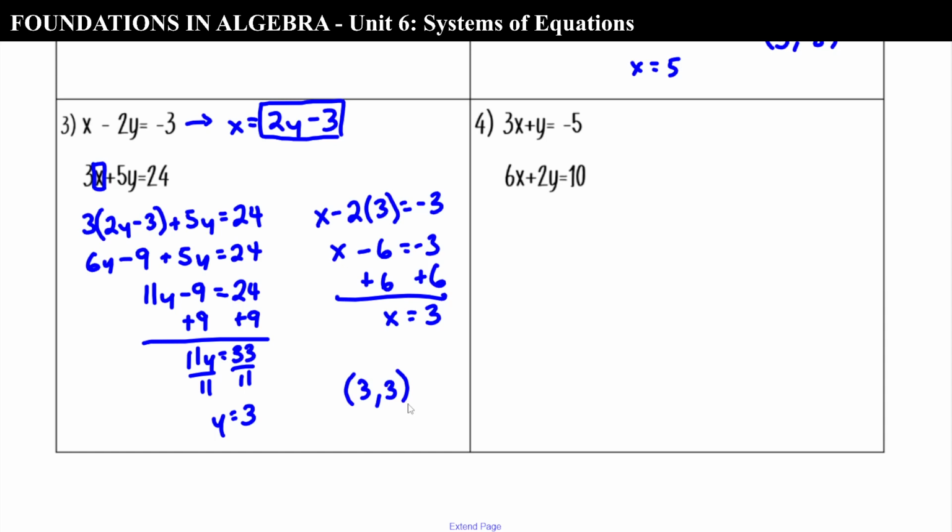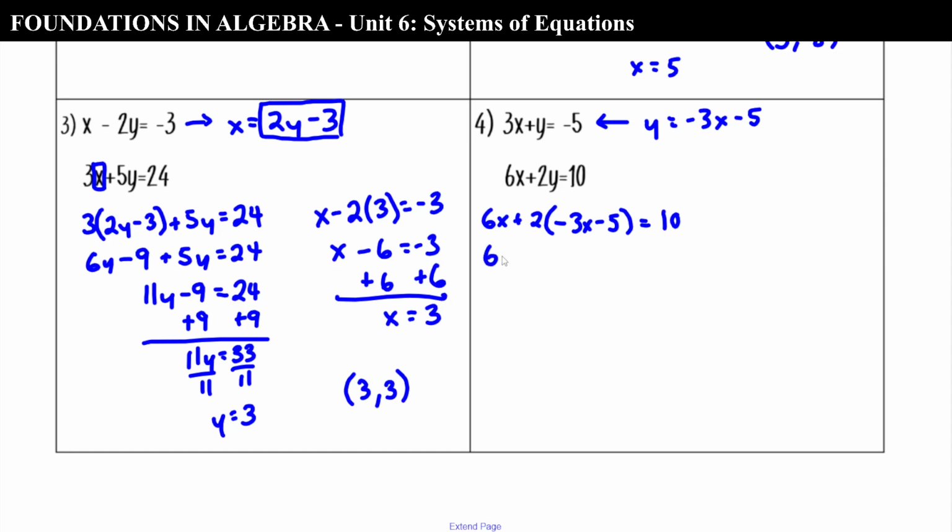All right, for example 4, I'm going to solve this top one for y by subtracting 3x from each side. Now I'm going to substitute that in for y in the second equation. So we're going to keep the 6x, but we're going to put in for y negative 3x minus 5. That's going to be equal to 10.